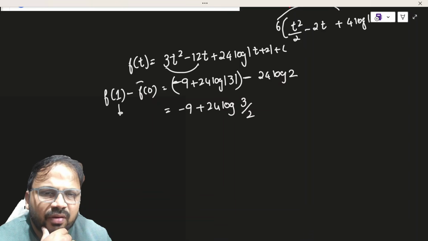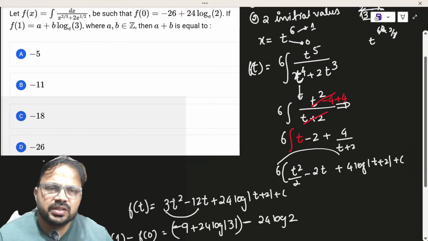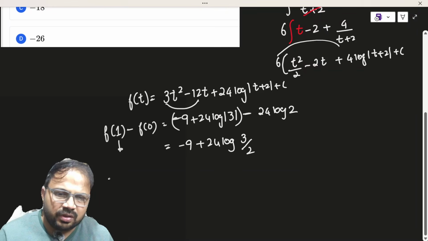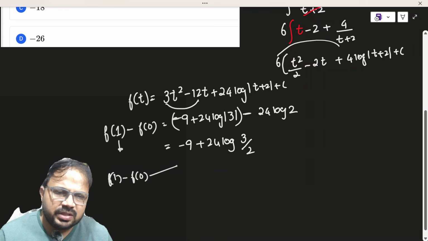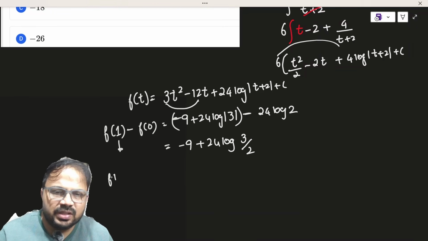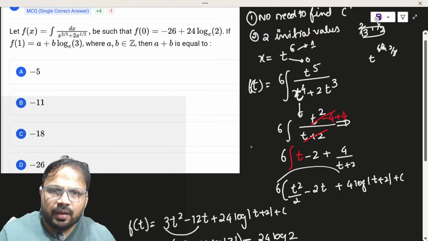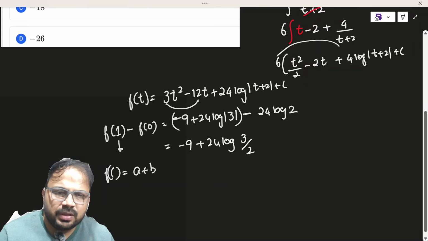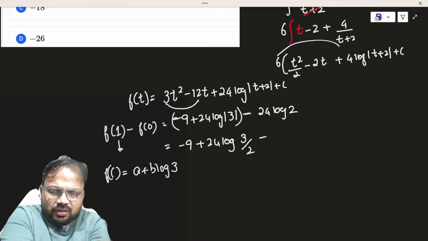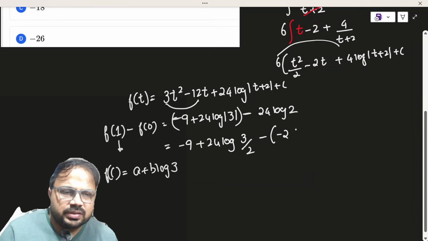Now in the question, they have already given the value of f of 0. How much is f of 0 given? See, minus 26. So what will we do? We will bring f of 0 to the other side. All right, so f of 1 minus f of 0 is this value. So we bring f of 0 to this side, so that we get f of 1. f of 1 is given to be a plus b log 3, right? Now when I bring f of 0 to this side, it will become minus 26.